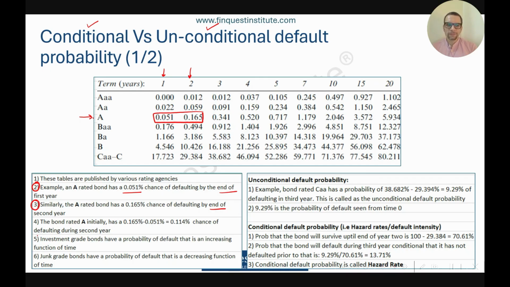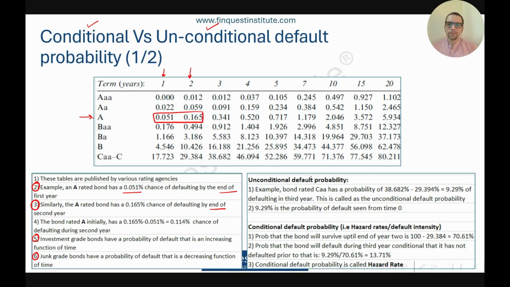Now, empirically, points 5 and 6 are something which you have seen in practice historically as well. Empirically, we have observed that investment grade debt generally has a probability of default which increases over a period of time, whereas junk grade bonds have a probability of default which decreases over a period of time. So that's something which we have empirically observed.